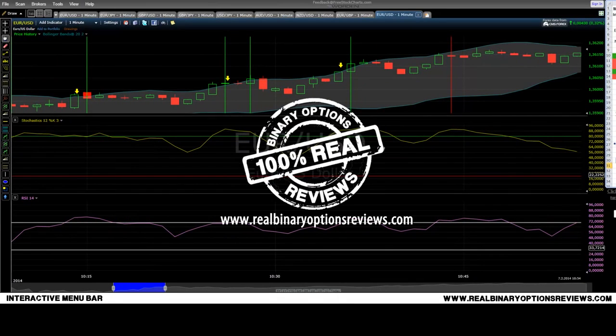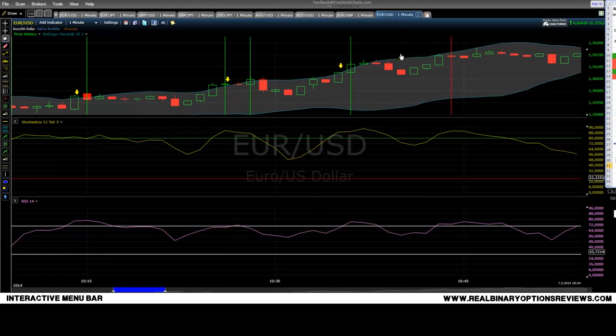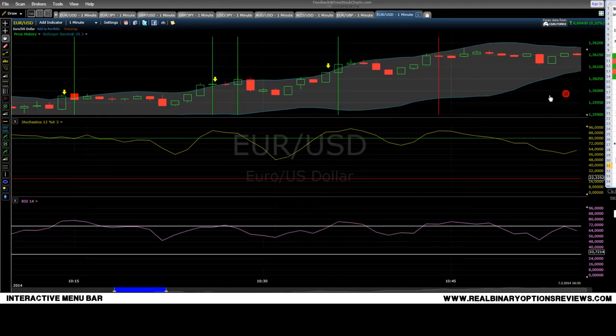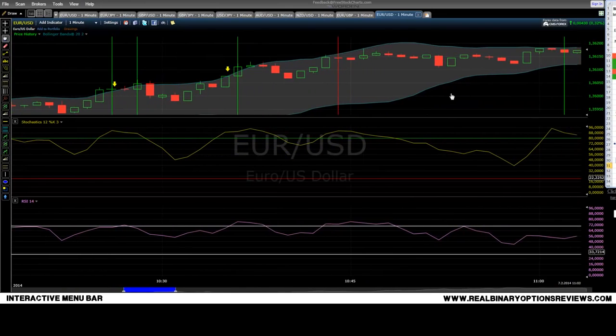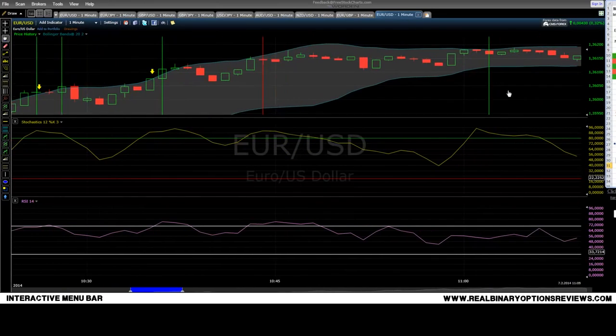So if you use an additional indicator, let's say stochastics and Bollinger Bands, you would be able to make a bit lower amount of trades, but the Bollinger Bands can help you to eliminate the bad trades. So let us wait for the next opportunity.